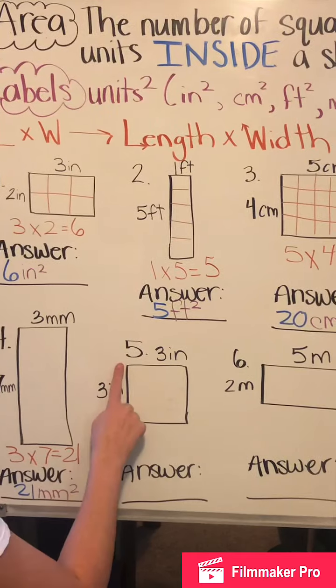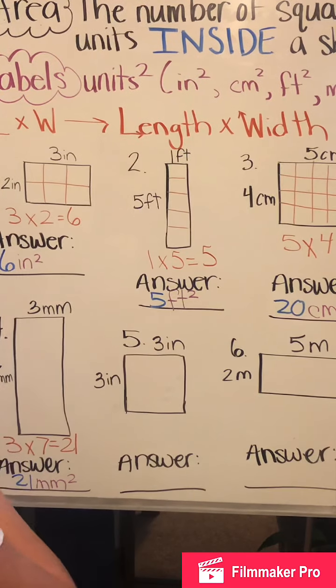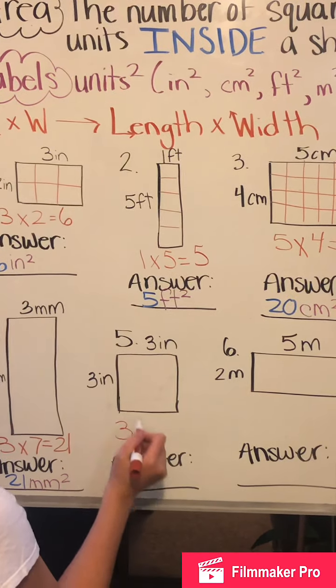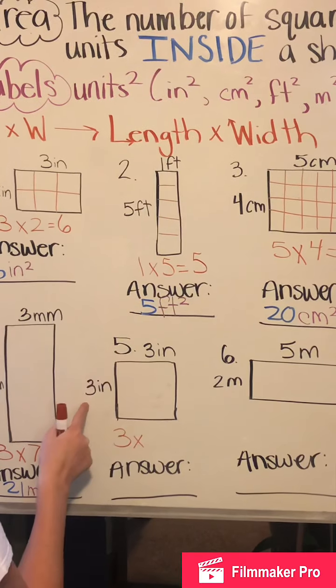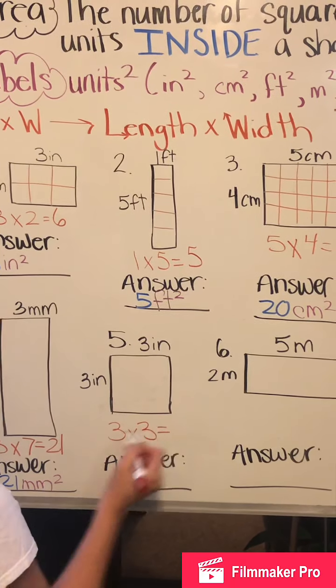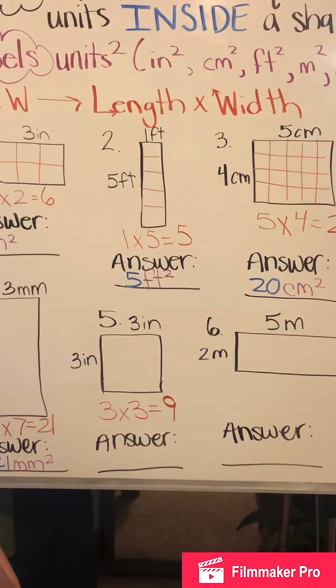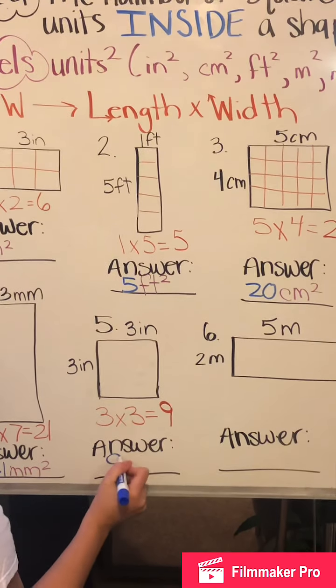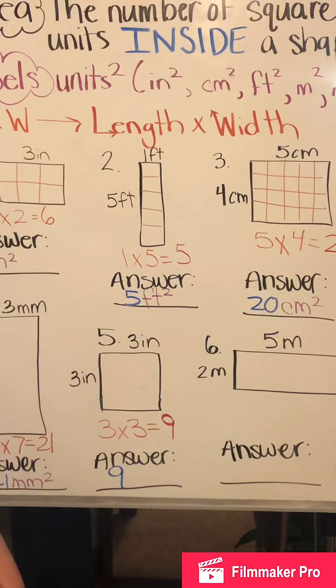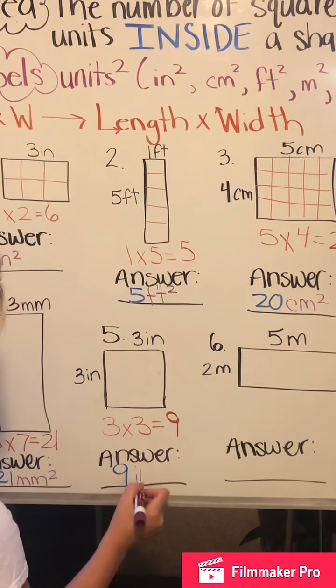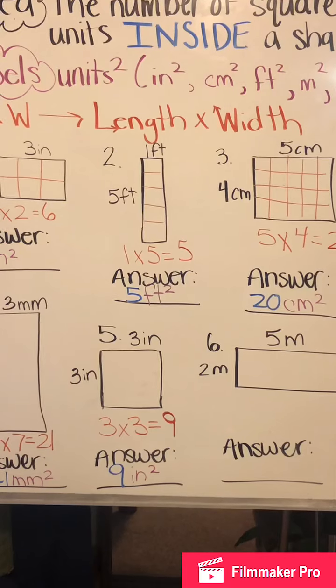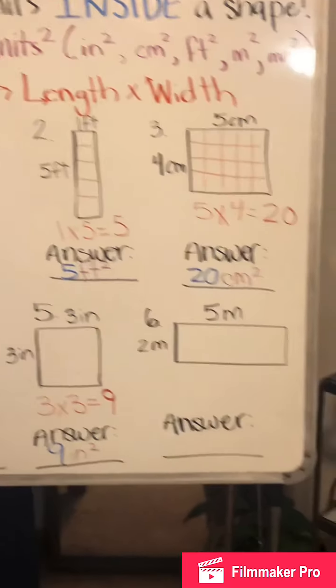Let's move on to number 5. Our length is 3, and our width is 3. 3 times 3, we should know that pretty quick, 9. So the answer is 9, and our label's in inches, and we have to remember the square. Let's move on to our last one.